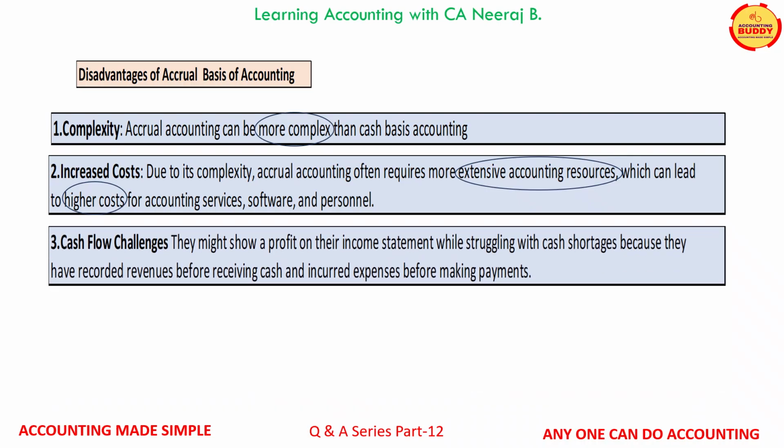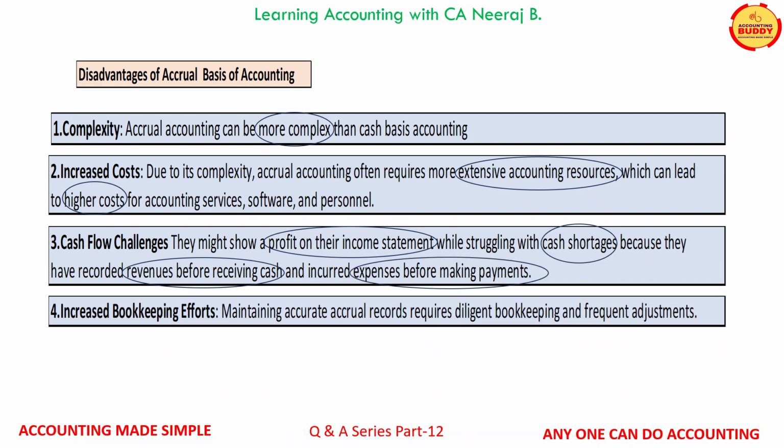Number three, cash flow challenges. They might show a profit on their income statement while struggling with cash shortages because they have recorded revenue before receiving the cash and incurred expenses before making the payments.